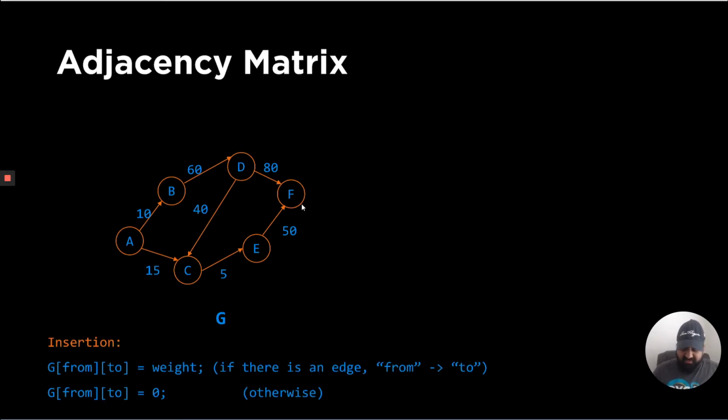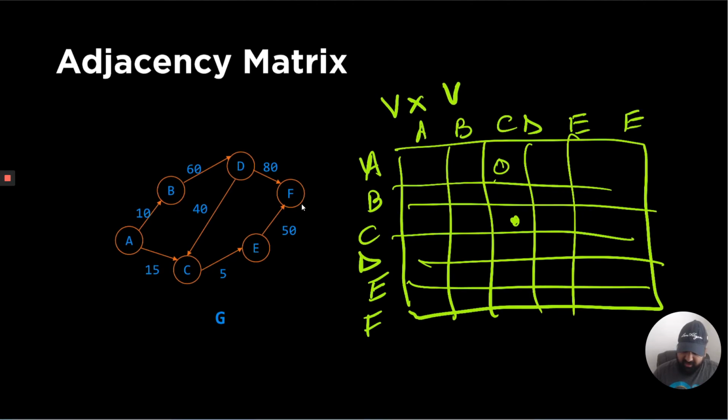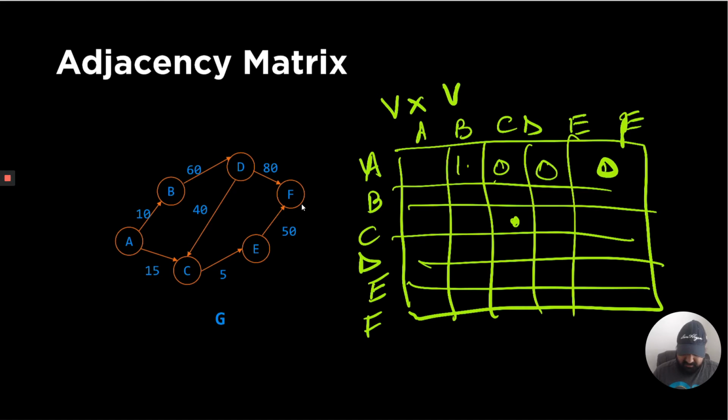So next, we insert values into the matrix by using this formula: if there is an edge between the from and the to vertex, the corresponding value in the matrix is going to be some value. Otherwise, it's going to be 0. So let's say A and F are not connected, that means the value at this position, A and F, is going to be 0. Similarly, A and E are not connected, so it's going to be 0. And A and B are connected, so the value is going to be 10. Similarly, A and C are connected, so the value is going to be 15, which represents the weight.